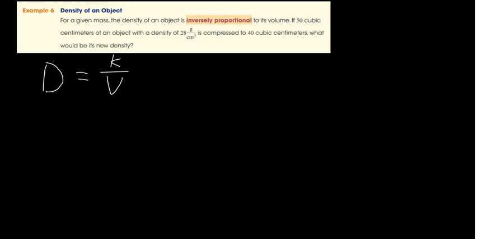All right, next sentence: if 50 cubic centimeters of an object with a density of 28 grams per cubic centimeter is compressed to 40 cubic centimeters. Okay. So this one might not be as apparent, because we're not told the two numbers we need to figure out what the equation is, but you just kind of have to use the word problem.